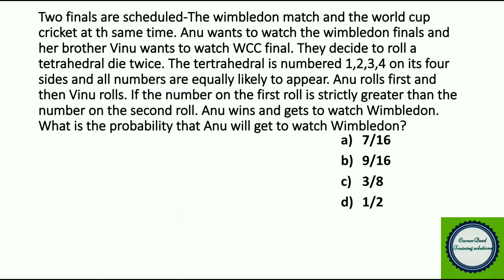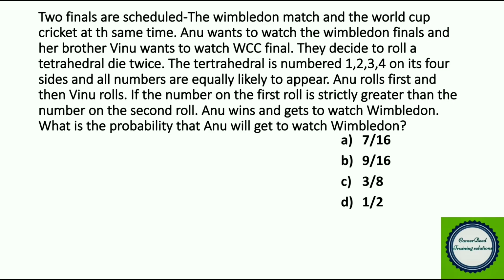Two finals are scheduled at the same time, the Wimbledon match and the World Cup cricket. Anu wants to watch the Wimbledon final and her brother Venu wants to watch the WCC final. They decide to roll a tetrahedral dice twice. Tetrahedral dice means it will have 4 faces. The tetrahedral dice is numbered 1, 2, 3, 4 on its 4 sides, and all the numbers are equally likely to appear. Anu rolls first and then Vinu rolls.